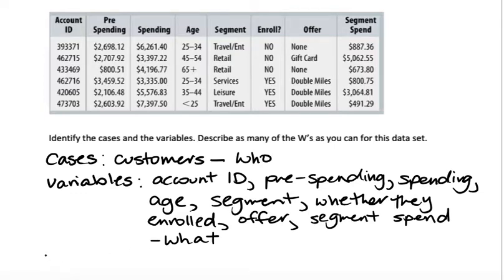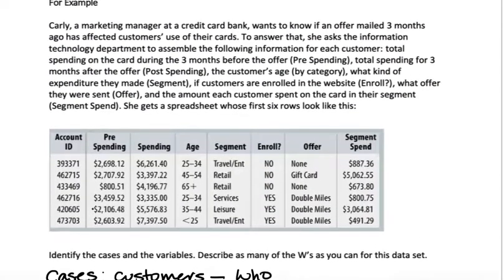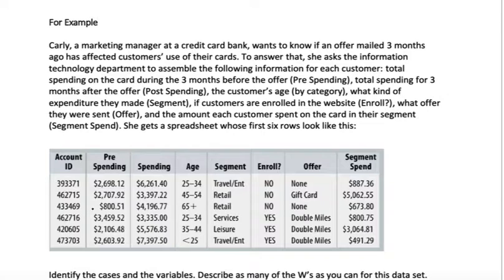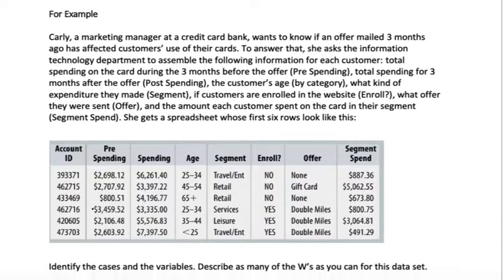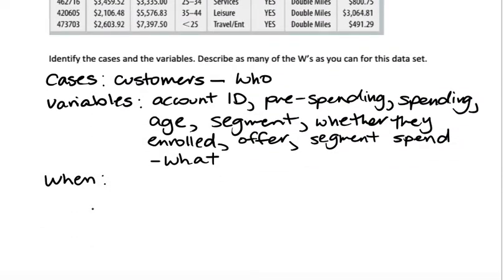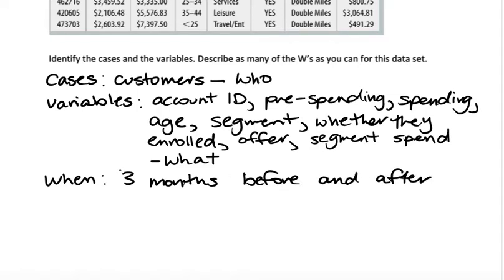Now, when and where, sometimes they are given and sometimes they are not. So in this case, all the problem says about when is it says that the data was recorded 3 months before the offer was sent and 3 months after the offer was sent. It doesn't say a specific date or a specific year or anything like that. So I'll just say 3 months before and after offer was sent.